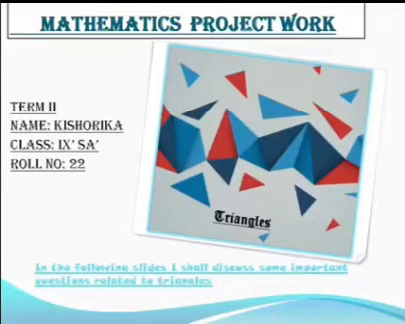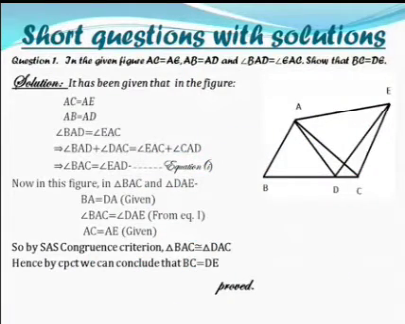Say, going to present a video about a few questions related to the topic triangle. So let us begin. The statement of the first question reads that in the given figure, AC is equal to AE, AB is equal to AD, and angle BAD is equal to angle EAC. Show that BC is equal to DE.